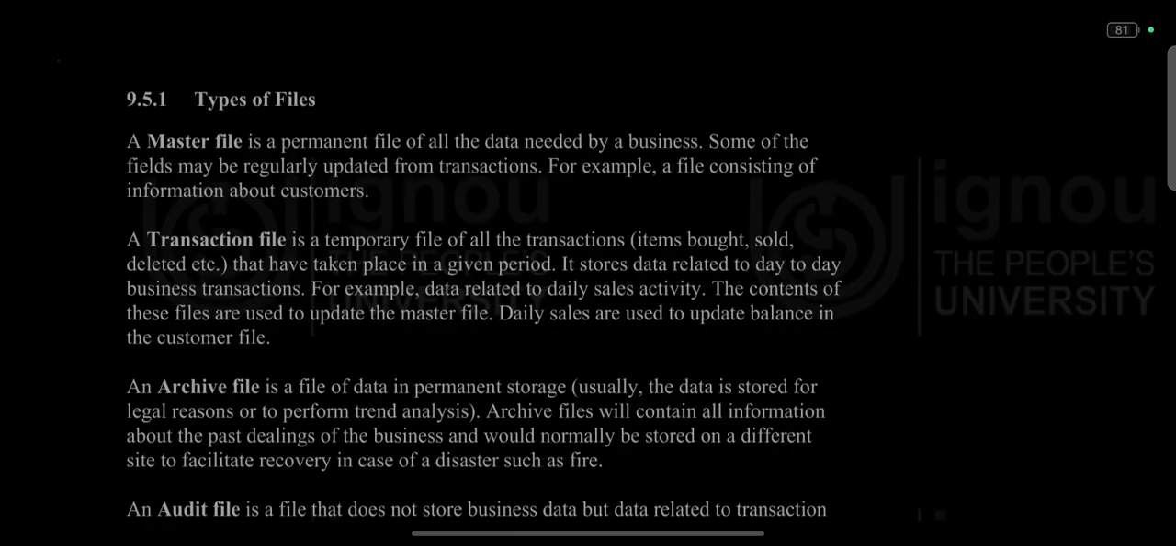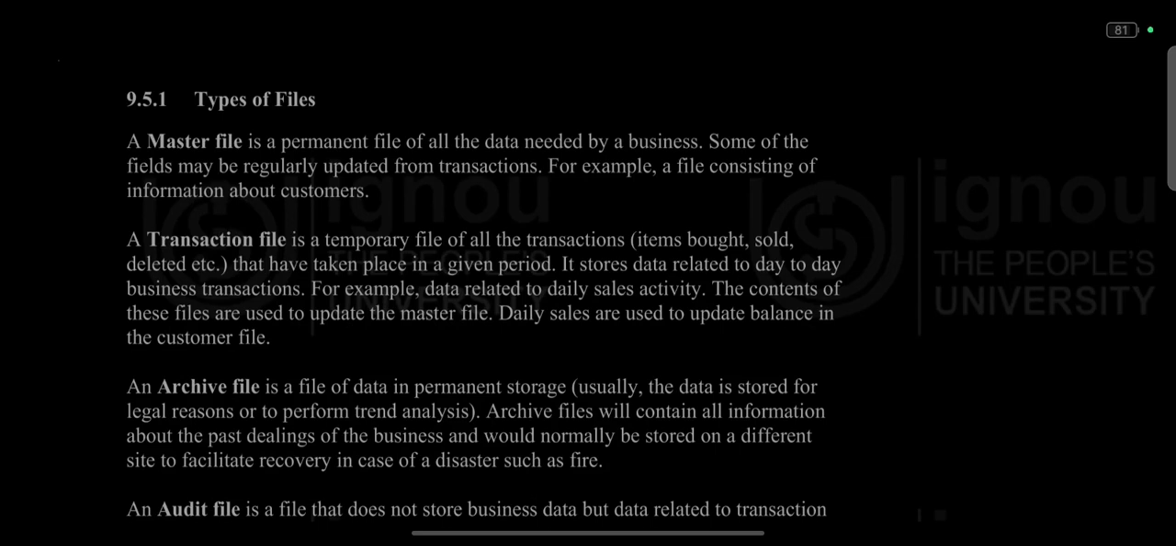Types of files. A master file is a permanent file of all the data needed by a business. Some of the fields may be regularly updated from transactions. For example, a file consisting of information about customers.